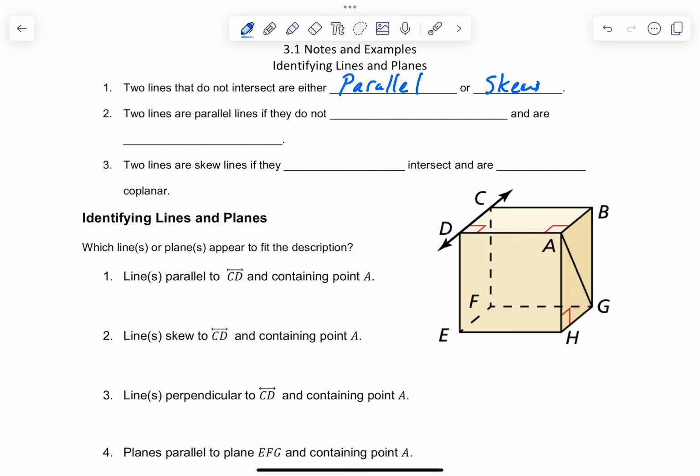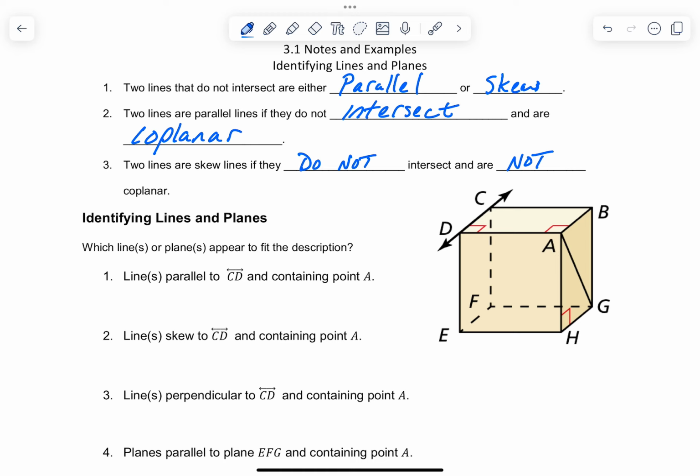We're going to probably dig into some new relationships within parallel lines. Skew may be a new term. So number two says two lines are parallel lines if they do not intersect, which is probably how you've thought of parallel lines in the past, and are coplanar. So in order to be considered parallel lines, they have to lie on the same plane, on the same surface, and never intersect. Number three, two lines are skew lines if they do not intersect and are not coplanar.